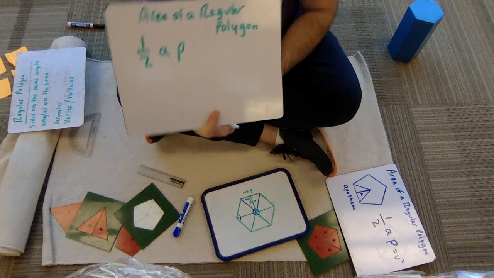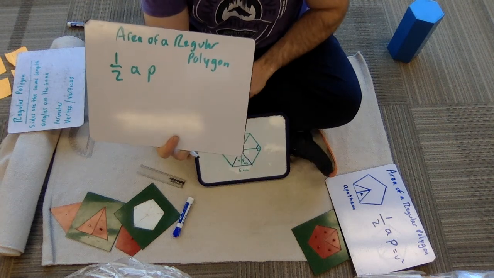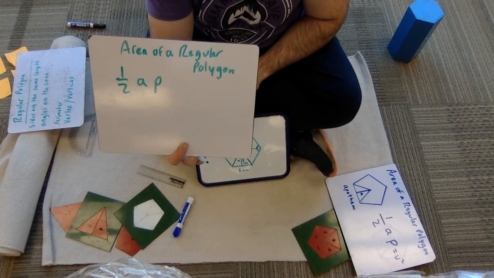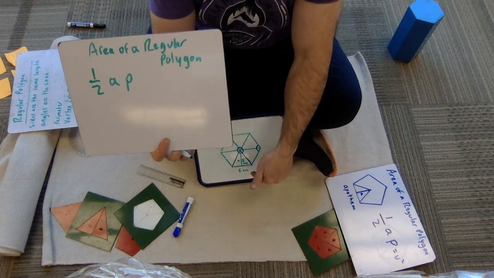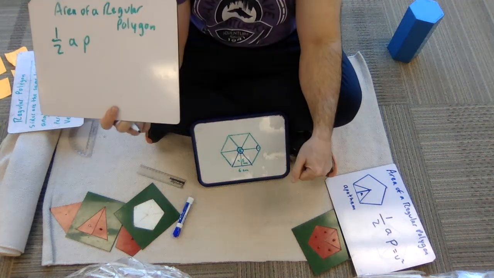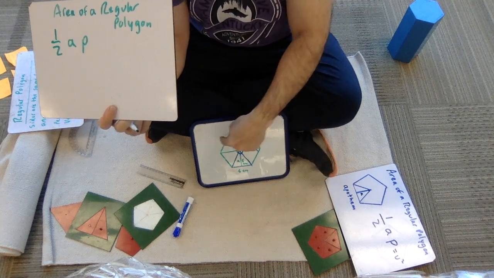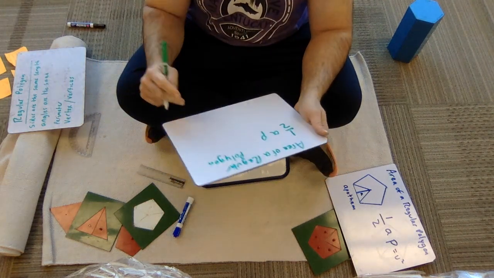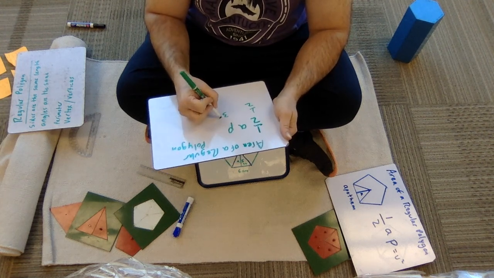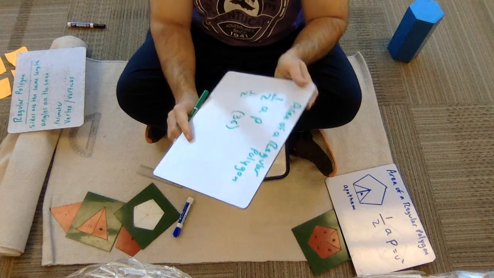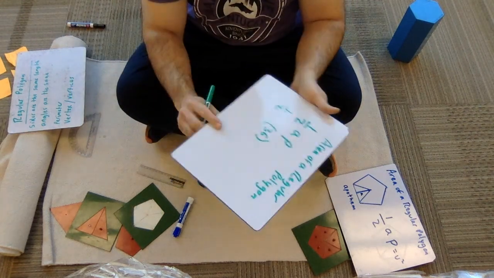Let's test it out here. All right, so I have a side length of 6, but I cannot use 6 because that's only one side. I have to have the whole perimeter. But if the sides are all the same length, 6 times 1, 2, 3, 4, 5, 6, that gives me a perimeter of 36. And the apothem is 5.